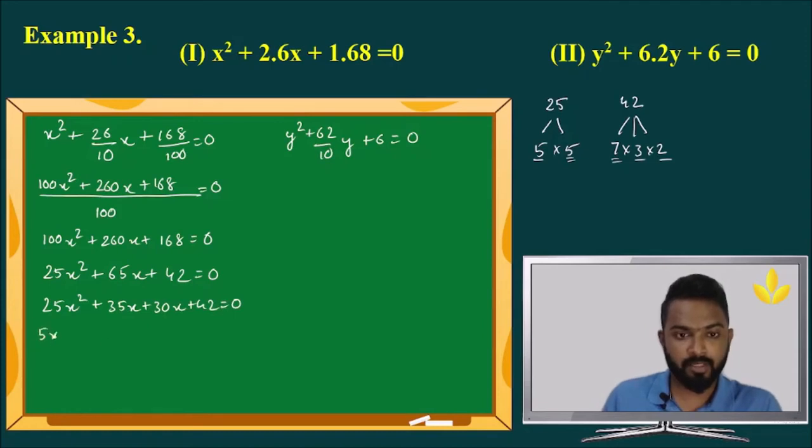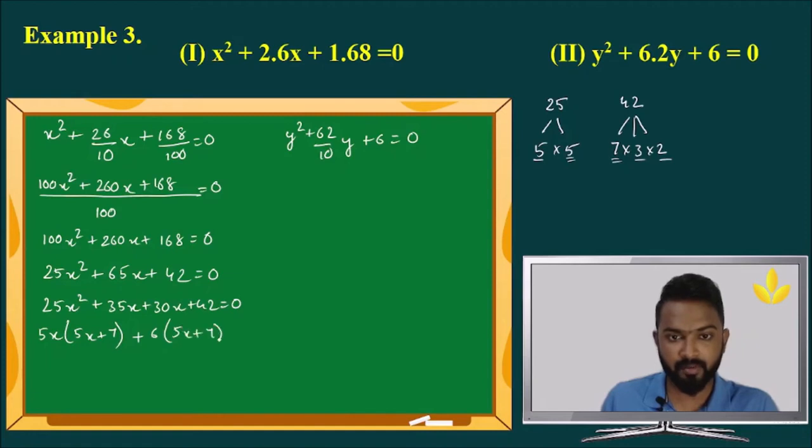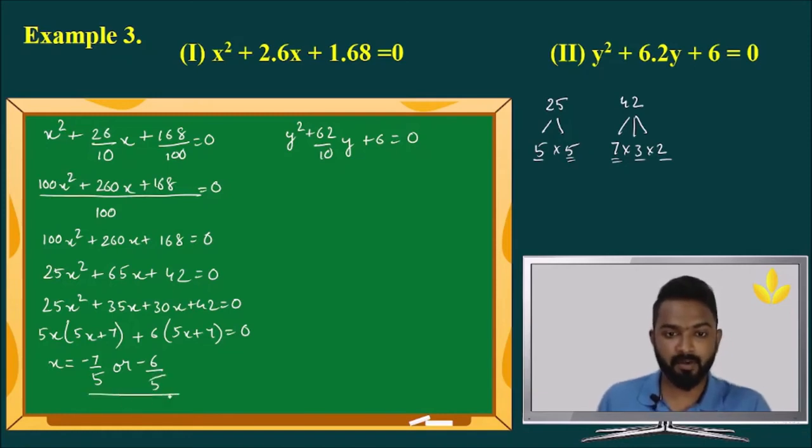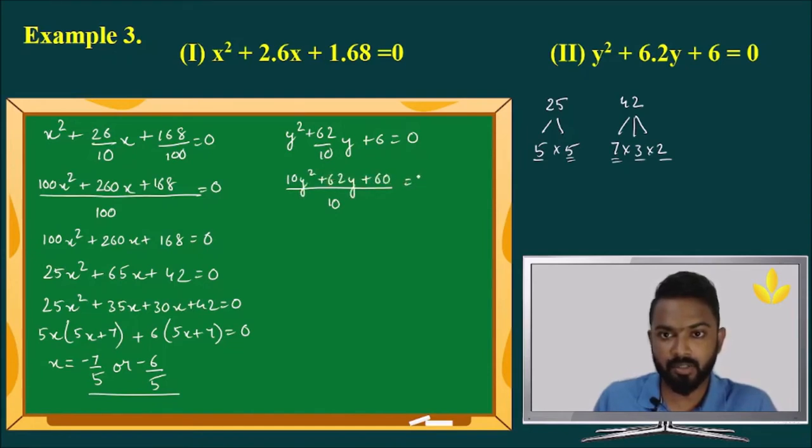So 5x common, we have 5x plus 7, plus here what is common, we have 6 common. So 5x plus 7 equals 0. So x is naturally equal to minus 7 by 5 or minus 6 by 5. Either minus 7 by 5 or minus 6 by 5. Let's check out y now. The LCM over here is 10. So we have 10y square plus 62y plus 60 equals 0.